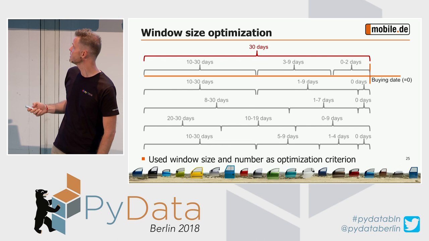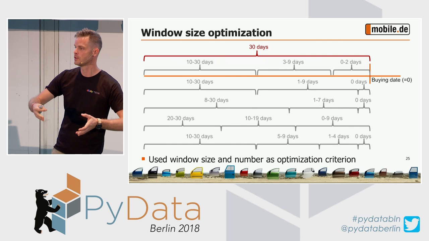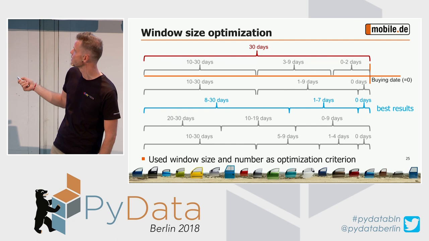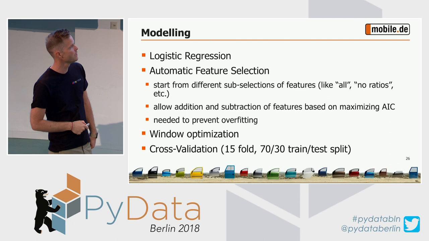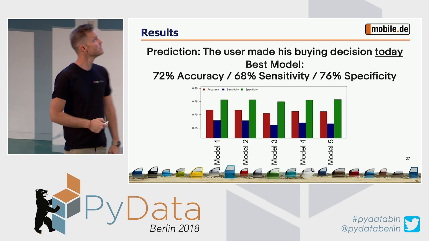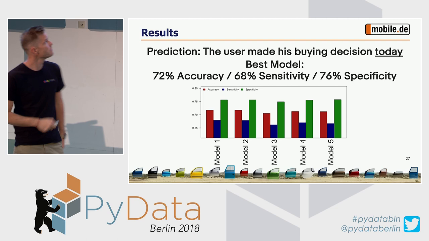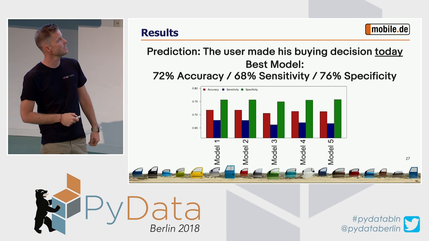We defined different windows and tried all of them out, put that into an optimization. What came out as the best was looking at your last day of interaction, looking at the week before, and looking at the 3 weeks before that. And you put this all into a machine learning model, and you predict. We did a 15-fold cross-validation and a 70-30 train-test split, and that's the best model that came out of that. So we reach an accuracy of predicting that you're going to buy the car today, or making this final call today, of 70%, with a sensitivity of around 68% and a specificity of 76%.